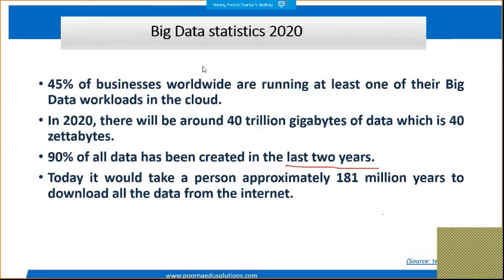So it will take 181 million years. All these statistics are taken from techjury.net. 181 million years for us to download the content from the internet. Earlier we said only from YouTube it will take 15 years. Now, put together, for the entire internet, it will take 181 million years to download the data. So you can imagine how much data has been created on the internet.